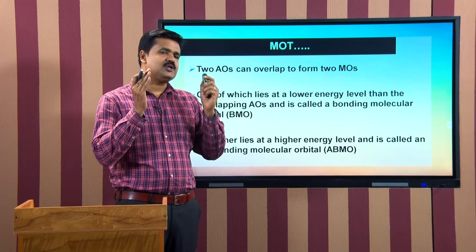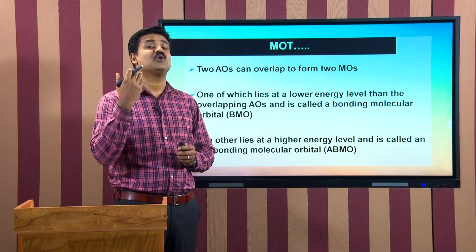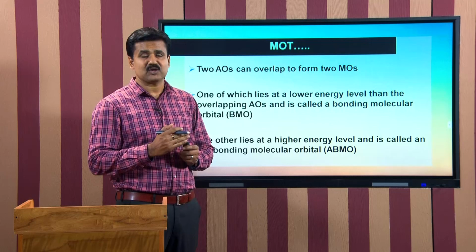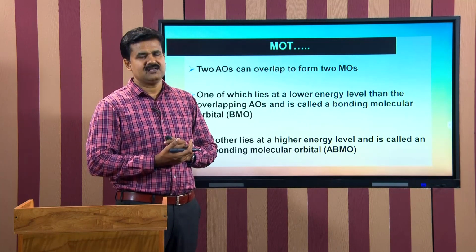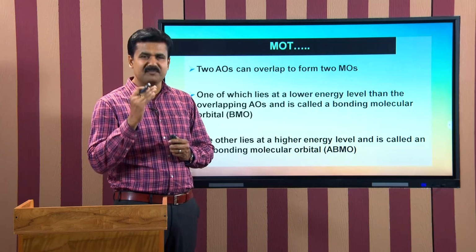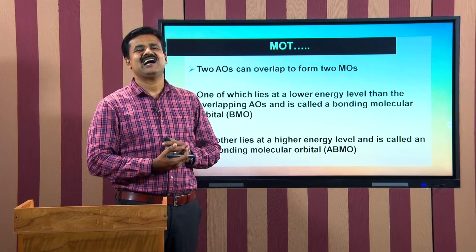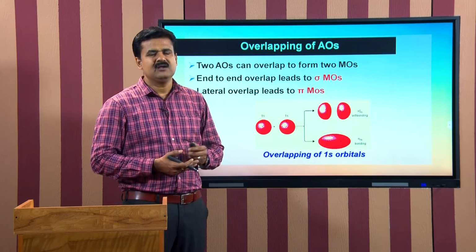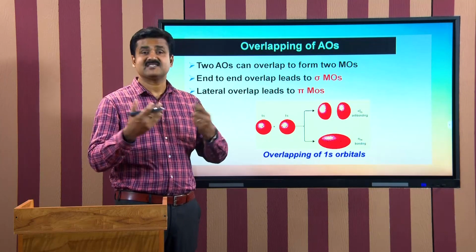So, when two atomic orbitals undergo overlap, we get two molecular orbitals, one having lower energy than the atomic orbital and the other having higher energy. The one with the lower energy is called BMO, and the other one with the higher energy is termed the anti-bonding molecular orbital or ABMO. Now, overlapping of atomic orbitals gives us a physical picture.